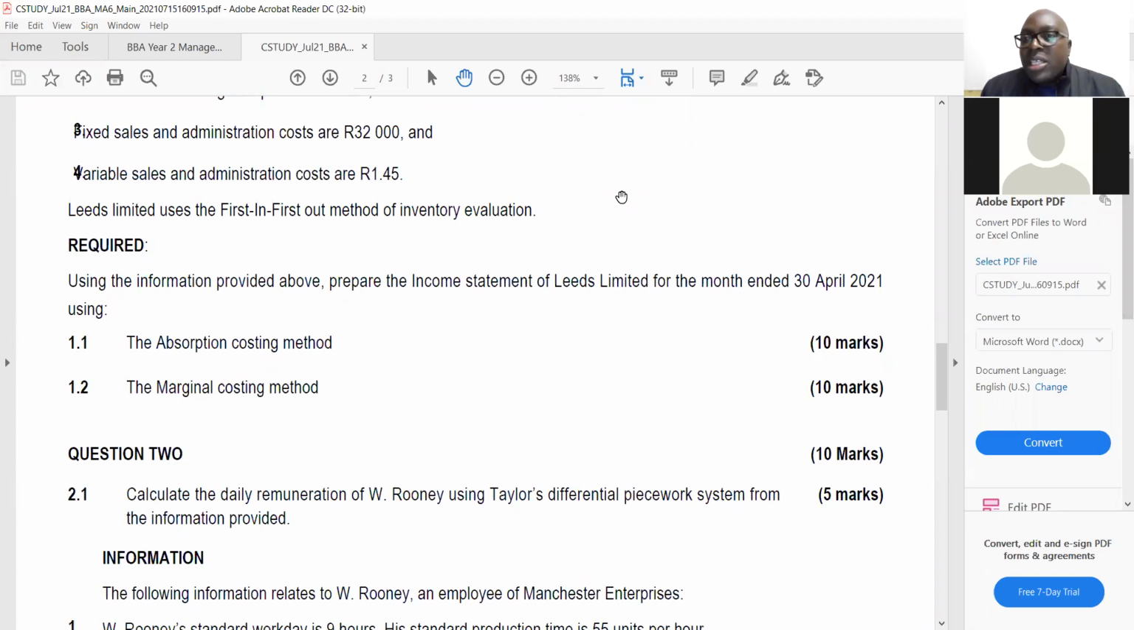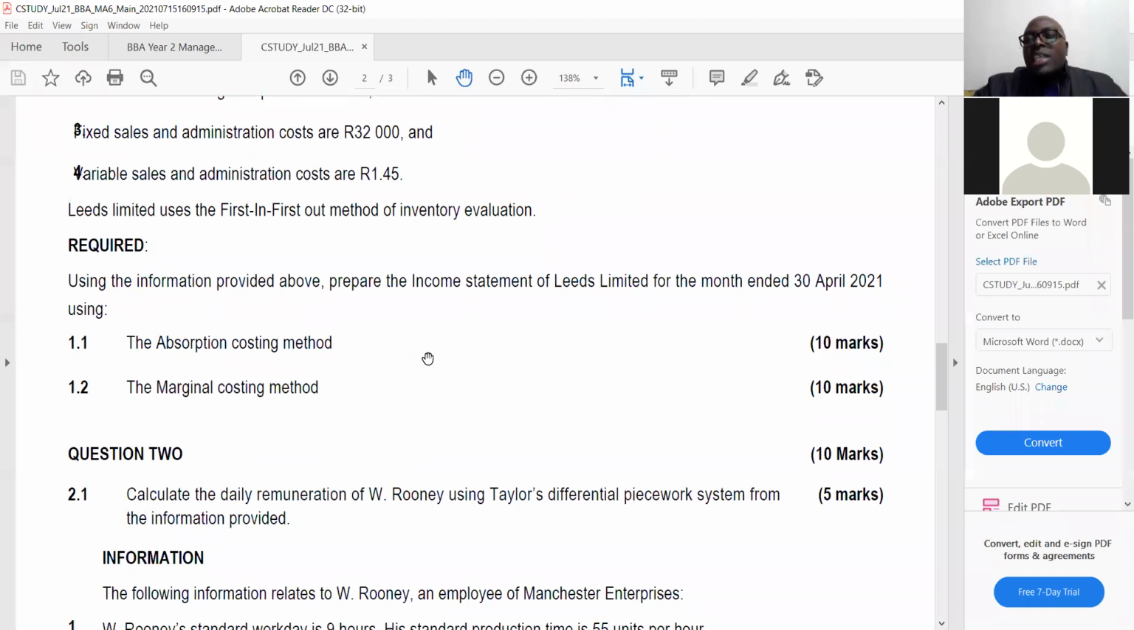Then under marginal costing, we are only recognizing the variable cost. The variable costs, which include the material that has been brought to build this cup and the labor that was directly involved in building this cup, is the one that we use to calculate the value of inventory at the end of the year. That is the main difference between the two methods.